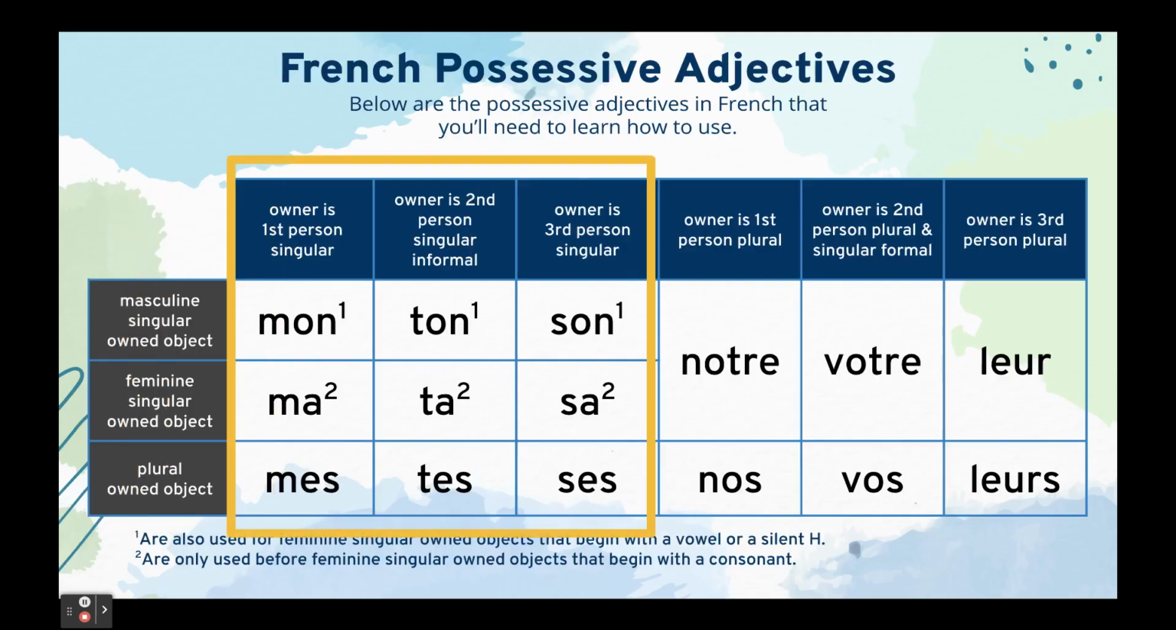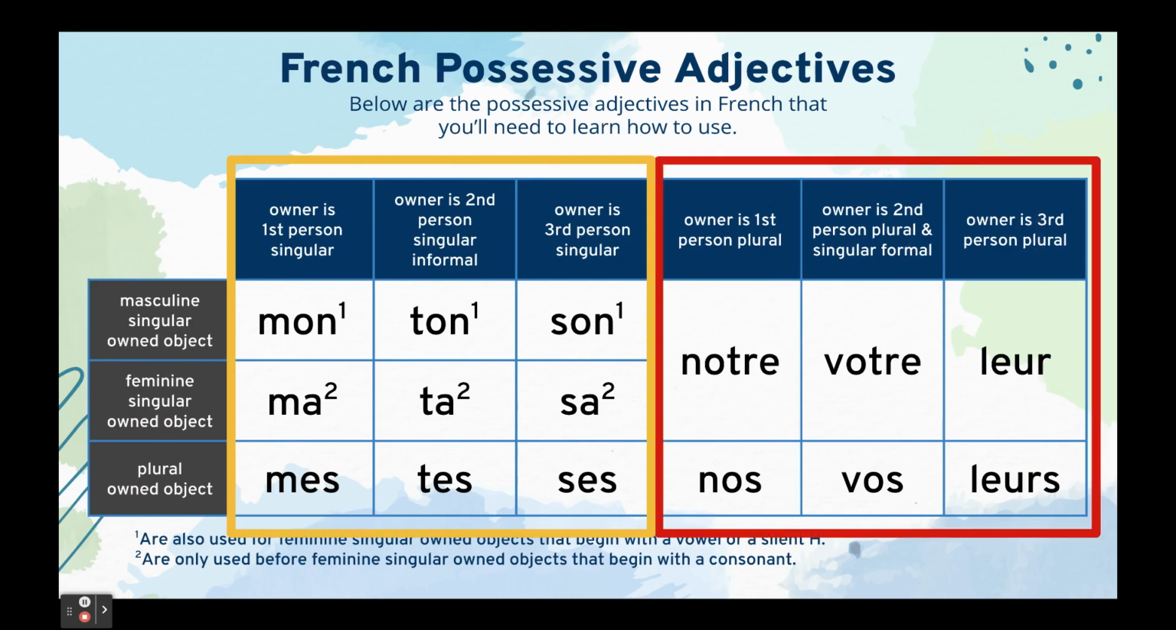So in the first video, we looked at mon, ma, mes, ton, ta, tes, son, sa, ses. In this video, we're just going to focus on the second half of the chart. So notre, nos, votre, vos, and leur, leurs. Notice that they're both pronounced the same, but the second one gets an S at the end.